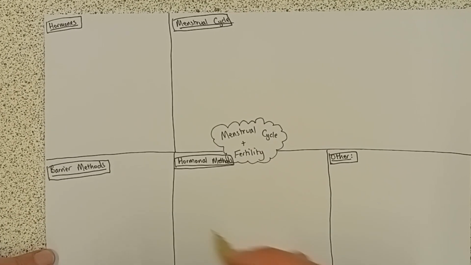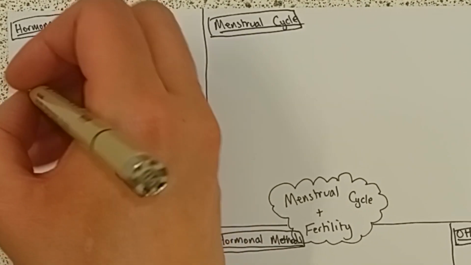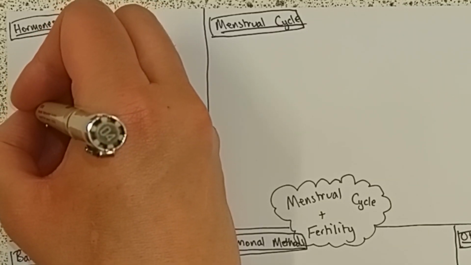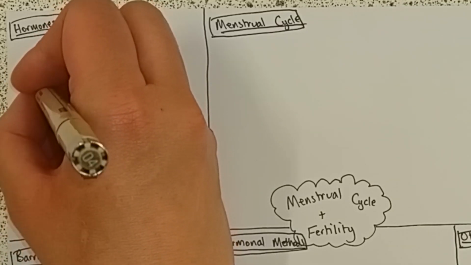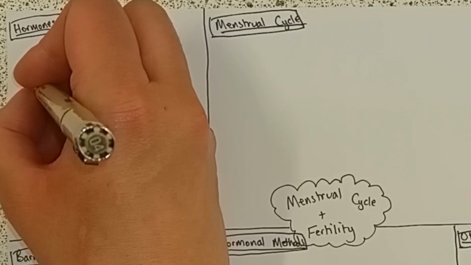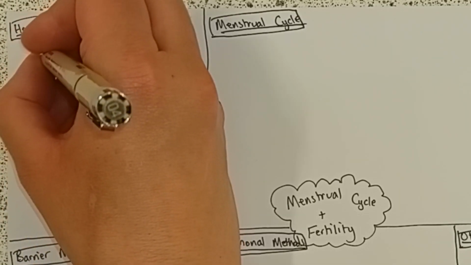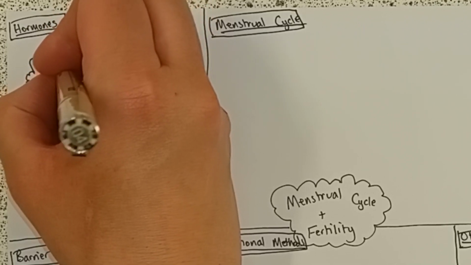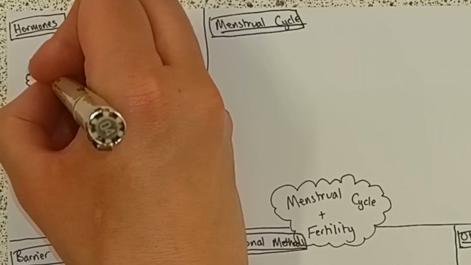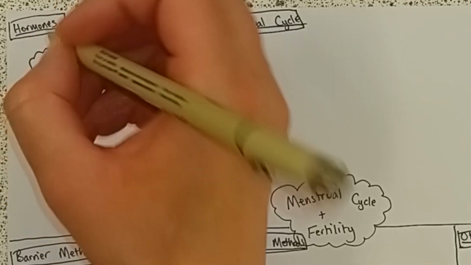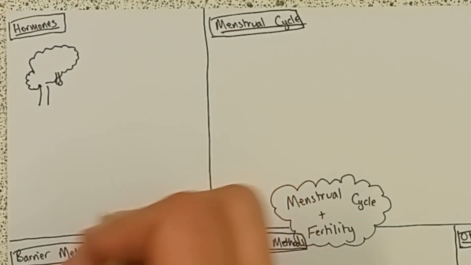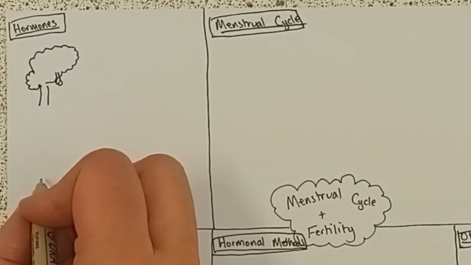So I'm going to start with hormones then. The 2 sets of hormones that control the menstrual cycle are released from 2 separate places. One of them is released from the pituitary gland, which, if we remember, hangs down from the base of the brain. And the other one is secreted from the ovary.